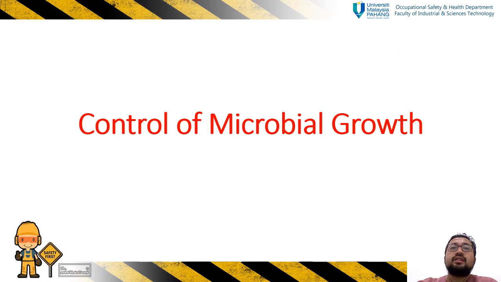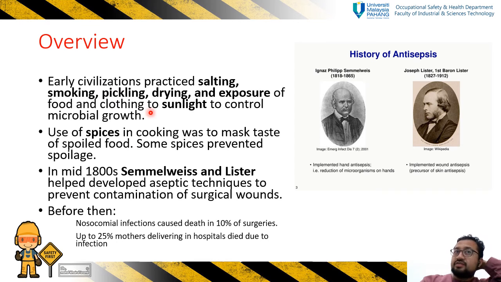So early civilizations practiced salting, smoking, pickling, drying, and exposure of food and clothing to sunlight to control microbial growth. So in the early days, they found methods to control this microbial growth, such as salting, meletak garam, smoking ataupun kita panggil salai, atau menggunakan asap, pickling, drying, and exposure of food and clothing to sunlight. If we realize, all of these methods actually could affect the factors that contribute to microbial growth. So bila kita dapat tackle these factors, kita dapat counteract or oppose these factors, kita boleh menghalang microbial growth. Use of spices in cooking was to mask taste of spoiled food. Some spices prevented spoilage.